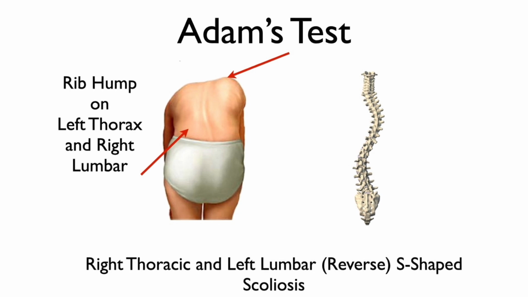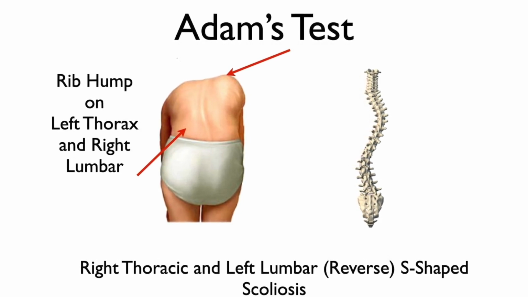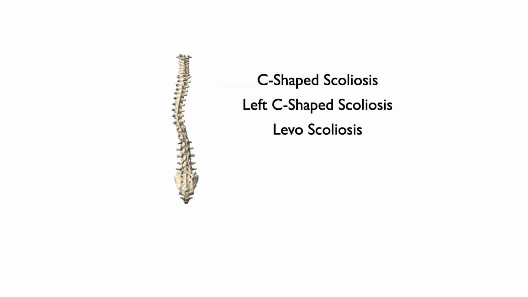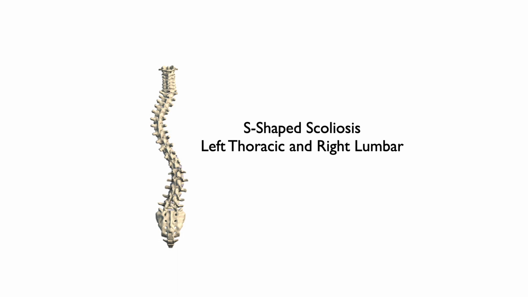When this person is standing up, you may notice that their right shoulder blade sticks out a little bit more than their left shoulder blade. Let's have a look at a C-shaped scoliosis here. So the apex will be on the left-hand side, which also means the rib hump will be on the left-hand side. So looking at a C-shaped curve, you'll have a rib hump on the left.